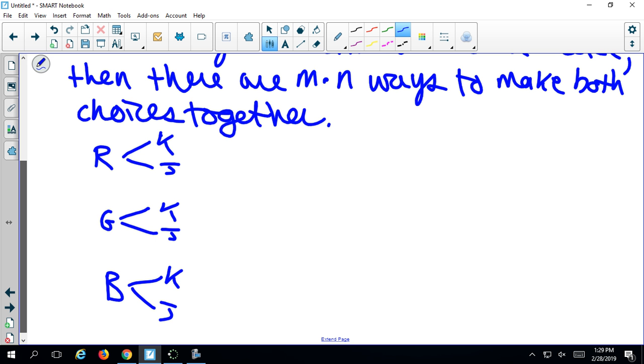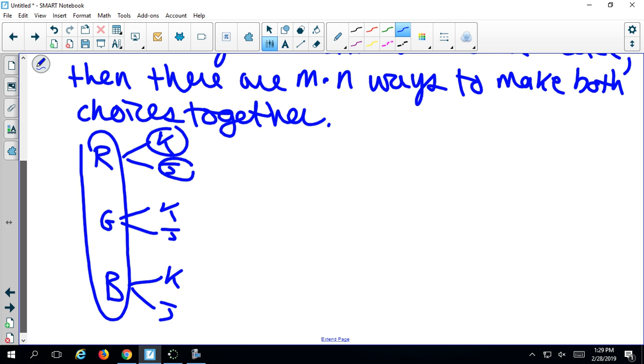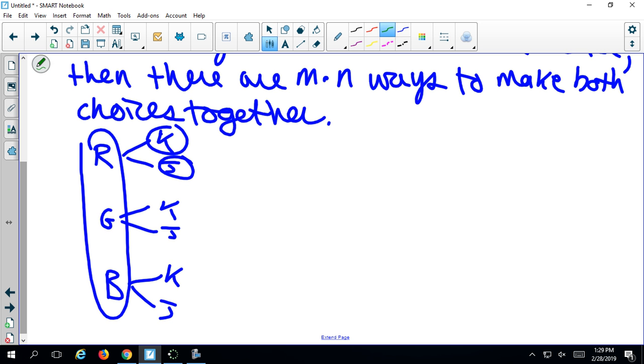So that's why it's 3 times 2, right? Because it multiplies. So every branch of the tree here is an outfit. So that's red shirt, khaki pants. This is green shirt, jeans, right? Each one of those is an outfit. So there's 6 of them.